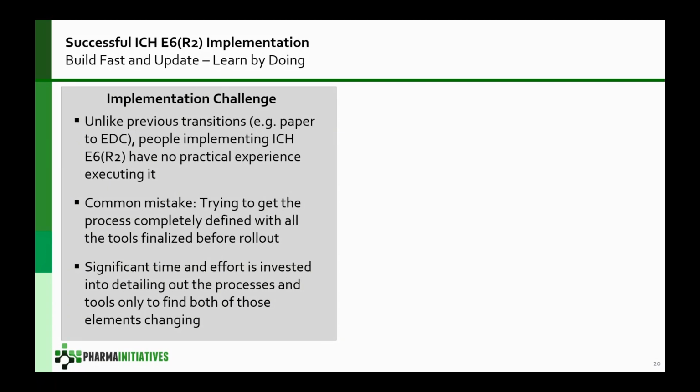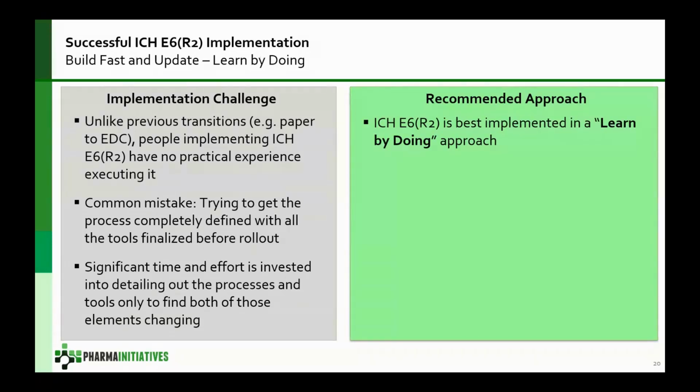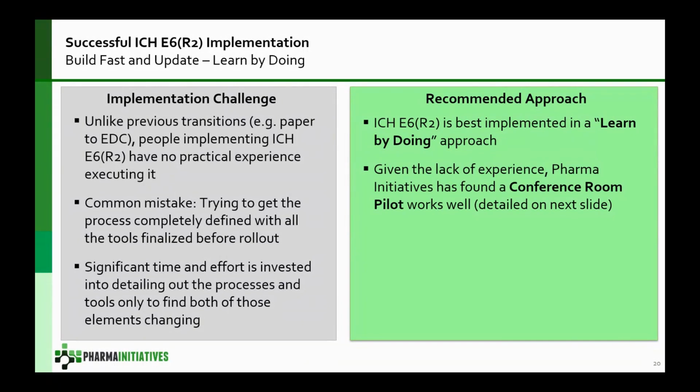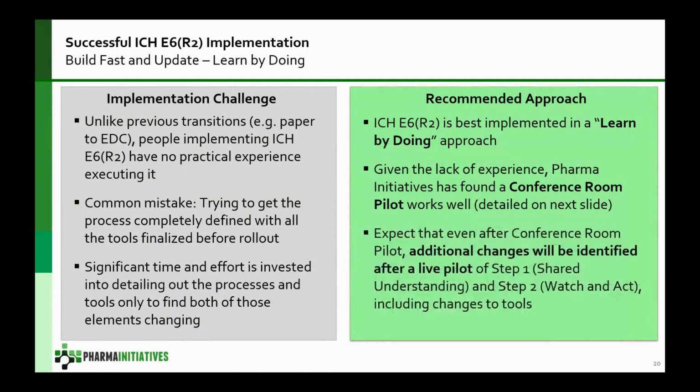And as a result of it being different, applying the old way of doing major operations change, which is, hey, let's figure out what we need, let's define our process, let's get it pretty well buttoned up, and then let's pilot it and then roll it out broadly, quickly. That doesn't really work as well here. So E6R2 is best implemented in kind of a learn by doing approach, a more iterative approach. Given that most people don't have experience doing this, we strongly urge you to take a sort of a conference room pilot-centric approach, and I'll cover what I mean by that on the next slide.